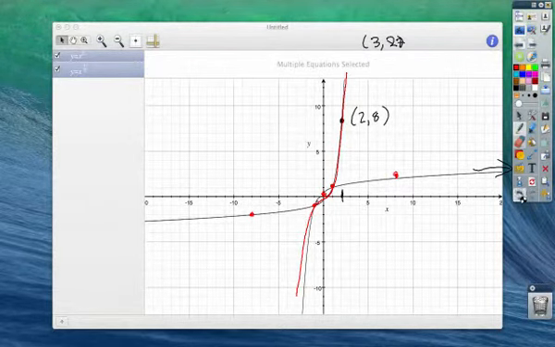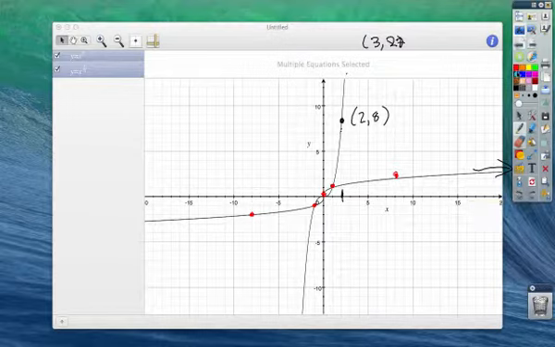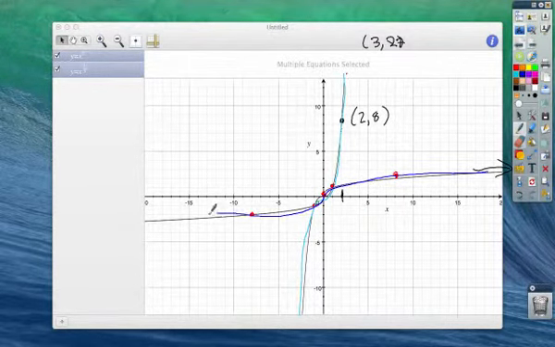Okay, I'm sorry, bad picture. I probably shouldn't have used color. One's like this. Okay, and one is going like this.